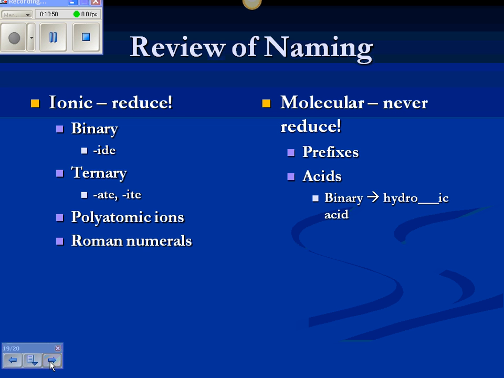We have acids, two different situations. We have binary and ternary. If we have ternary, we have ic acids for ates, ous acids for ites. If it's a binary, we add the prefix of hydro and something ic acid. Good luck on the test. It's a lot of rules, but we've been practicing a lot, and hopefully this will help.